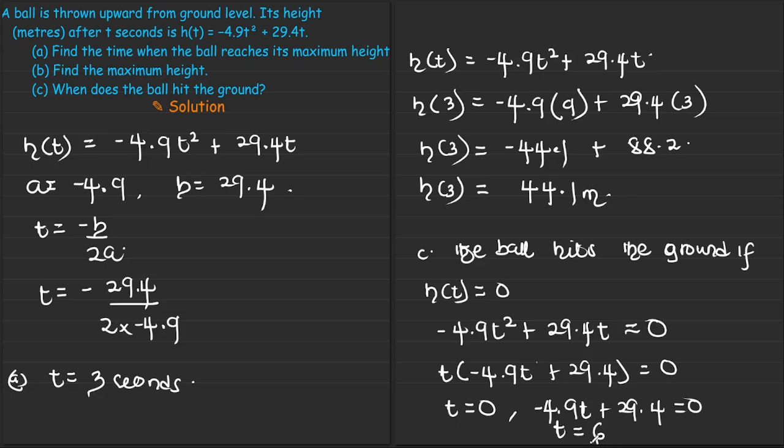6. Kindly let me know in the comment section if you're able to do that. All you do is take one of these to the right hand side and divide both sides by the coefficient of t. Hence t is equal to 6. So that is to say that it is after 6 seconds that the ball will hit the ground. See, very simple as you see.